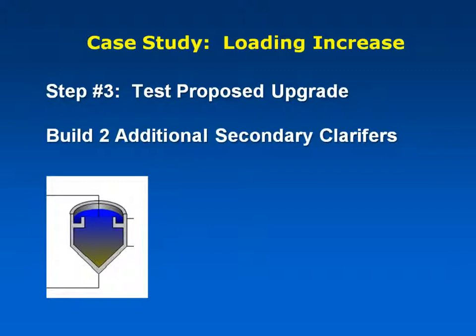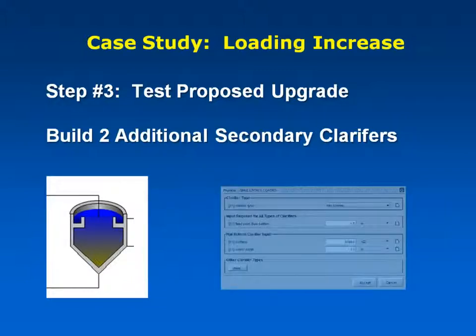So now, the next step in the process is to look at a bunch of proposed upgrades and evaluate them all versus each other. We could spend a whole webinar just on doing that. So I'm going to skip ahead and just basically decide that because we know that we're limited by solids, we are going to build 2 additional secondary clarifiers.